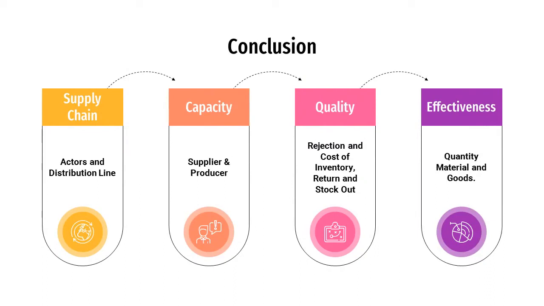In this paper, we found that in the supply chain simulation, affected by capacity of supplier and producer, the actors and distribution line will produce a quality in the form of rejection and cost of inventory, return, and stock out. All the factors of rejection, inventory, return, and stock out will produce an effectiveness in the form of quantity of material and goods.